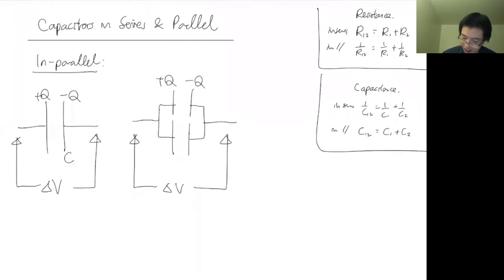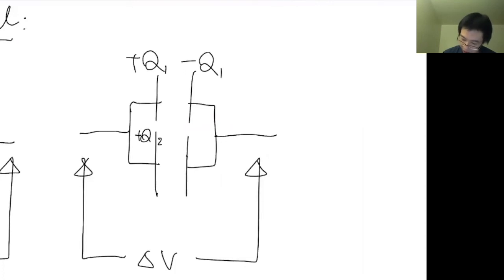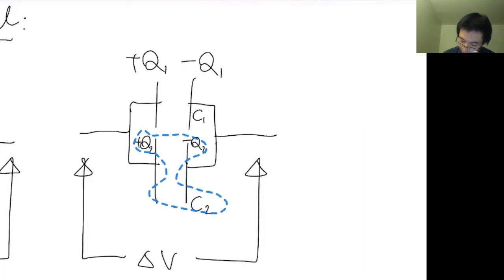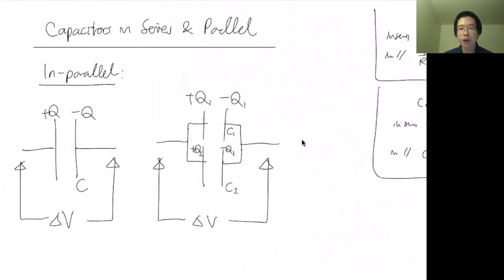So I can call this Q1, minus Q1, and Q2, minus Q2, like this, right? So this is capacitor number 1 and capacitor number 2. I've made two capacitors in parallel out of basically just chopping the first one. Okay, it's good enough. All right, so what do we learn from here?